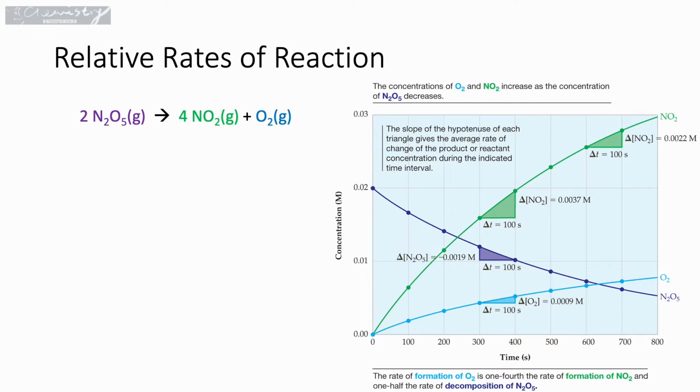So now let's look at the relative rates. We want to be able to evaluate the rate of the formation of O2 and the decomposition of N2O5 together. To do that, we can say that for this particular reaction, the rate of the formation of O2 is equal to the decrease in the rate of formation for N2O5.